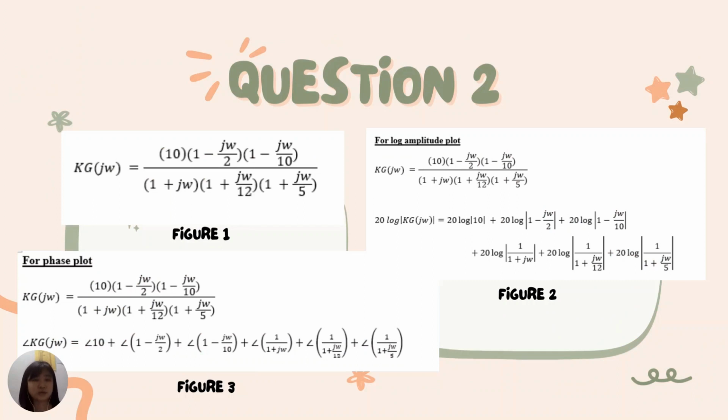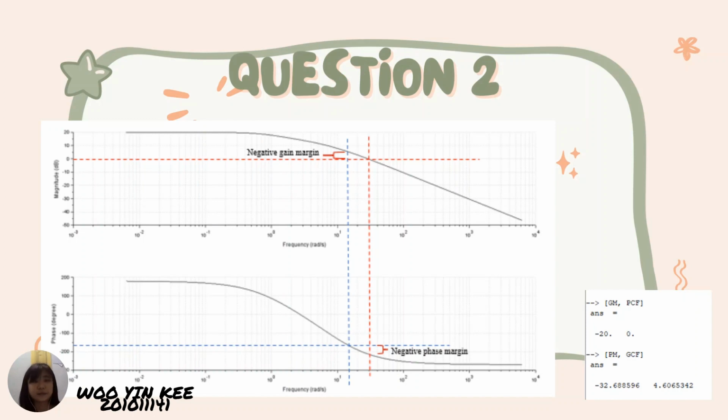According to question 2, to obtain the K(jω) transfer function, the s was replaced with jω, and the final answer for the transfer function is as shown in figure 1. Therefore, the transfer function was separated into its constituent parts. The log amplitude plot is as shown in figure 2, while the phase plot is as shown in figure 3. By using Scilab, the amplitude response and phase response were plotted as shown in this graph.